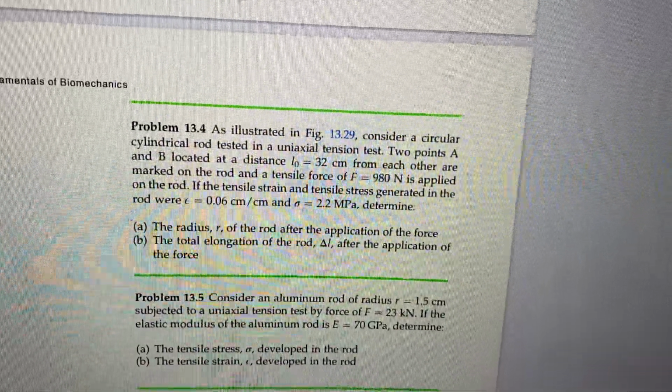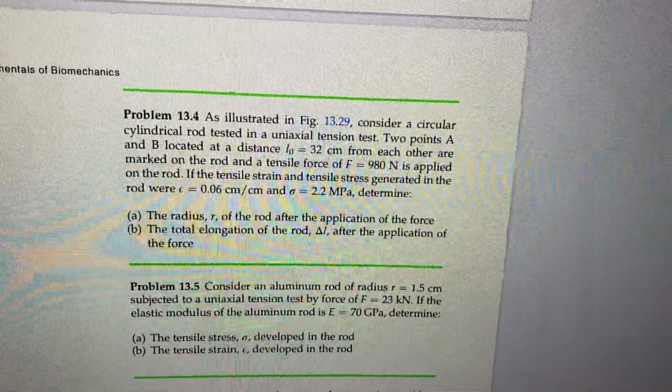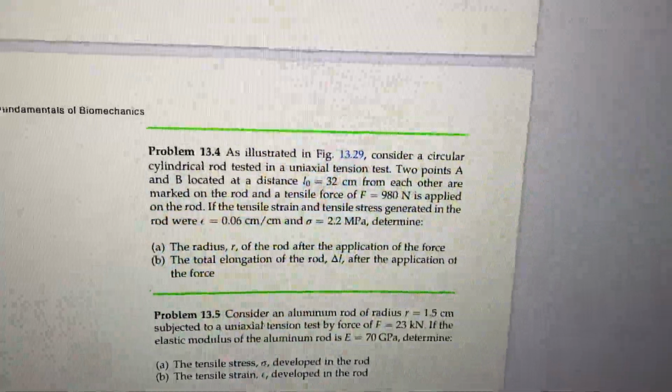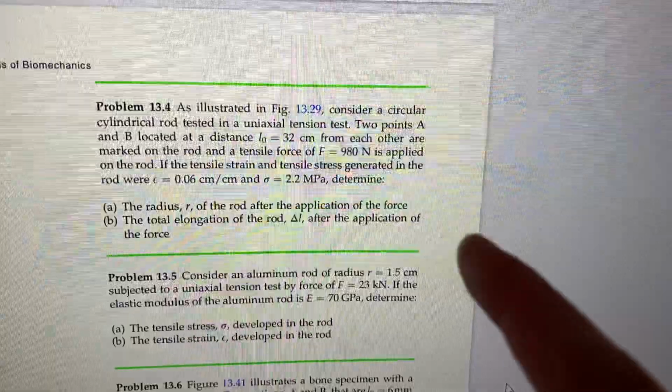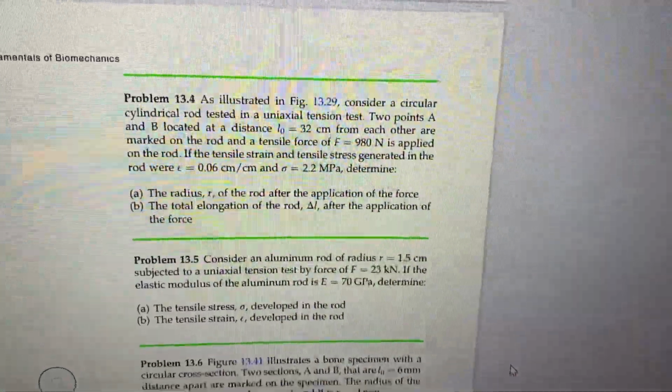The tensile strain is 0.06, and the tensile stress is 2.2 megapascals. So it asks us to determine the radius r of the rod after the force is applied and the total elongation delta L after the application of the force.